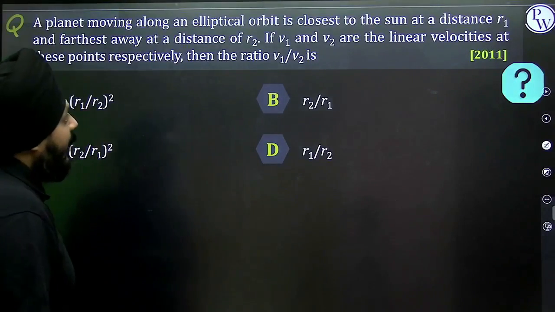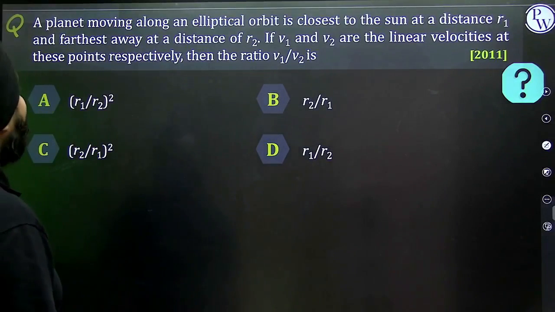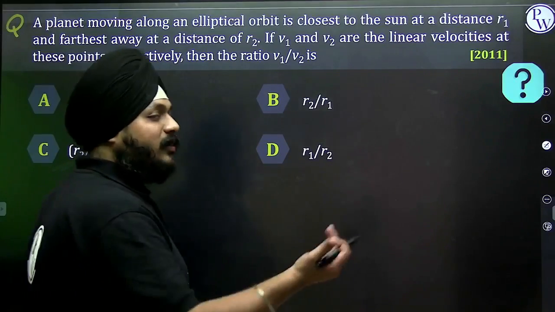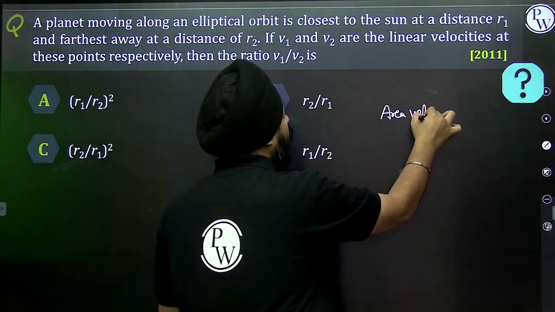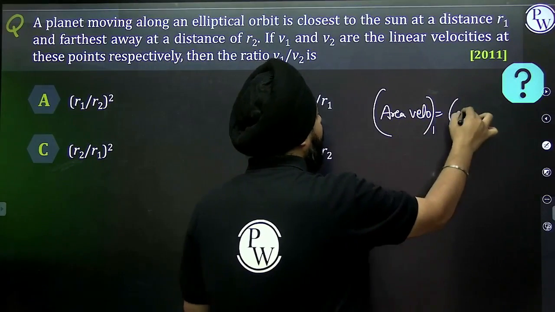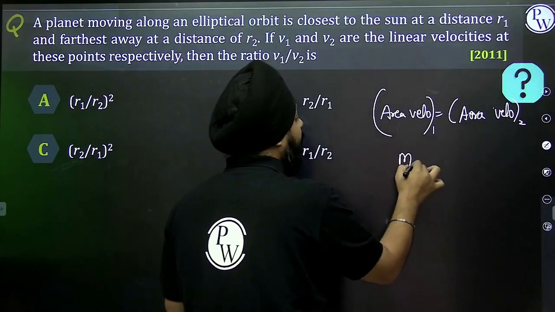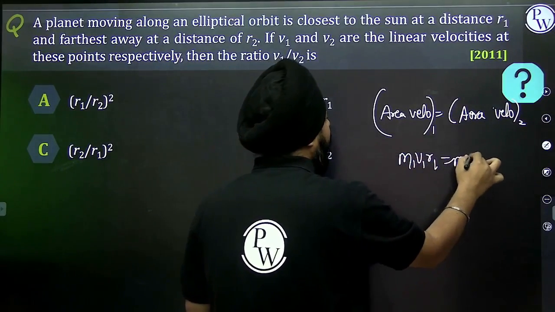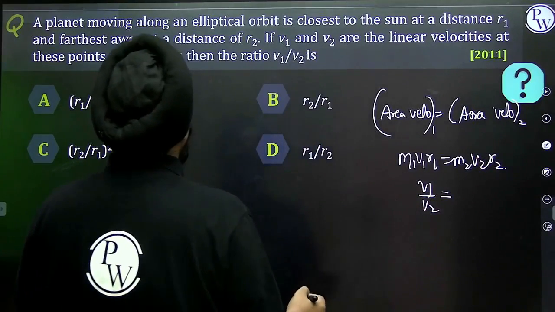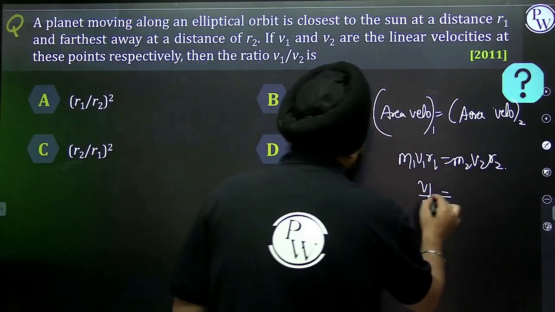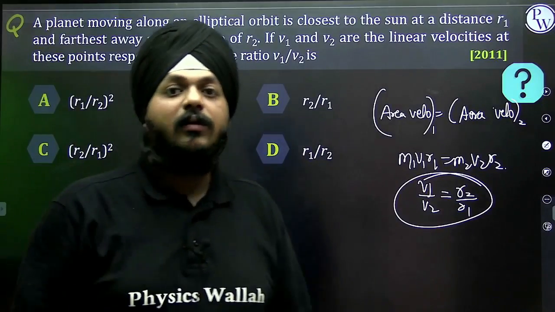A planet moving along an elliptical orbit is closest to the Sun at distance r1 and farthest at distance r2. Areal velocity is constant, so L by 2m at both points is equal: m1 v1 r1 is equivalent to m2 v2 r2. So v1 by v2 is equivalent to r2 by r1. This is the perfect answer for this question based on Kepler's law.